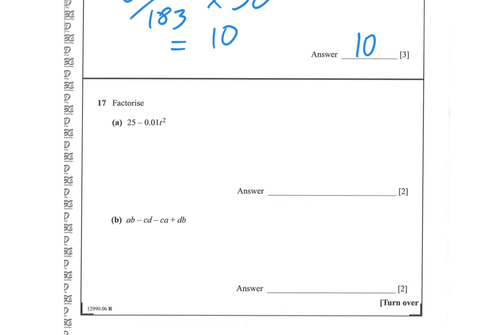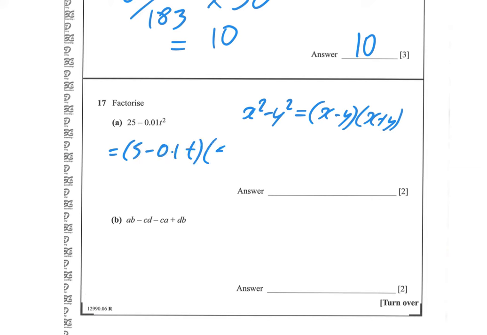Okay, the next one we've got to do is factorize this thing. So this is the difference of two squares, as 25 is 5 squared and 0.01 t squared is 0.1 t squared. So you can factorize this using the difference of two squares: x squared minus y squared is equal to x minus y times x plus y. Which means this factorizes to be 5 minus 0.1t times 5 plus 0.1t, and that's it.